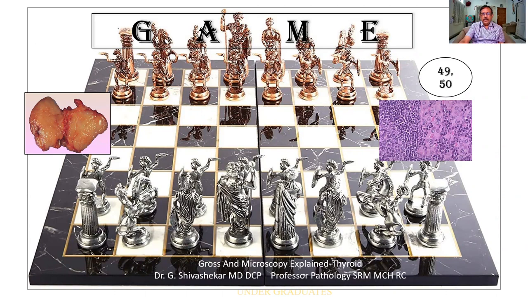Gross and microscopy explained. We shall go to games 49 and 50 today. In the last class, I had covered papillary carcinoma of thyroid. Today, we shall be seeing two other histological and gross lesions of the thyroid again.